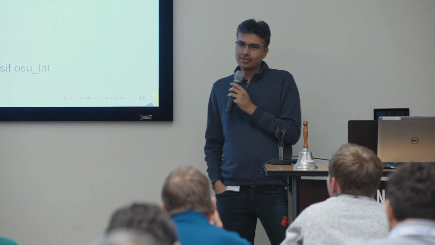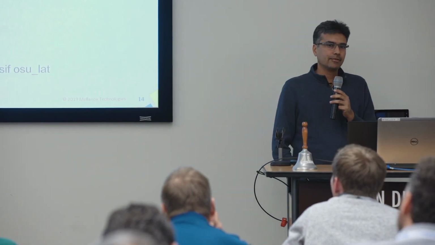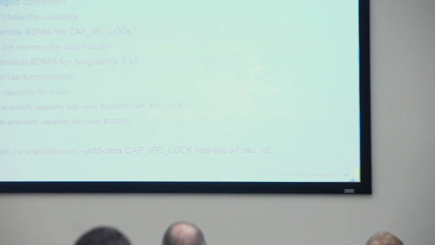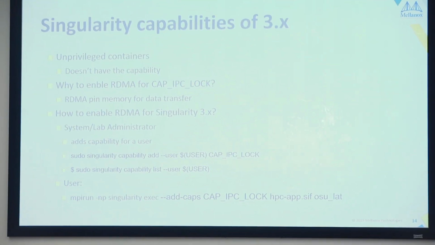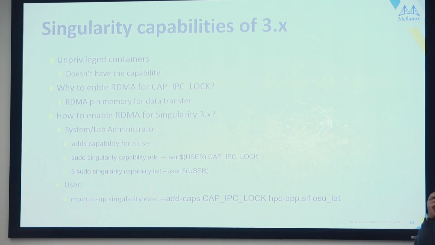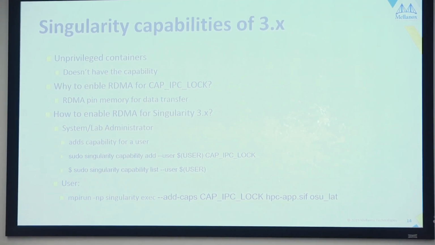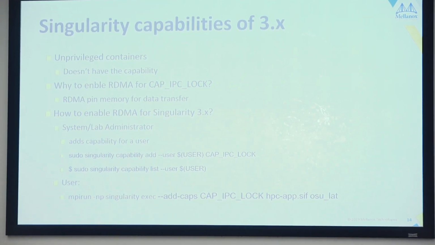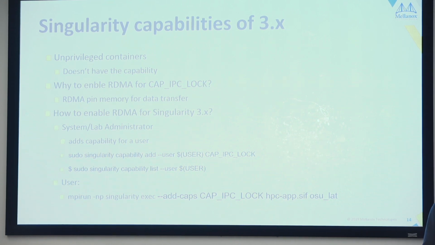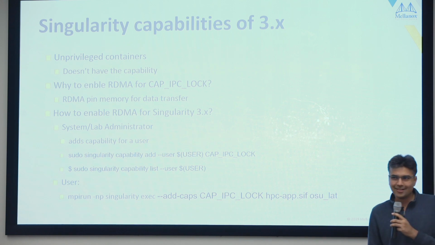So 3.x of Singularity brings the unprivileged part of it in a very big way, and RDMA requires some of the privileges. The main privilege here is the IPC_LOCK capability. Has anyone come across issues with it? Okay, luckily no so far.